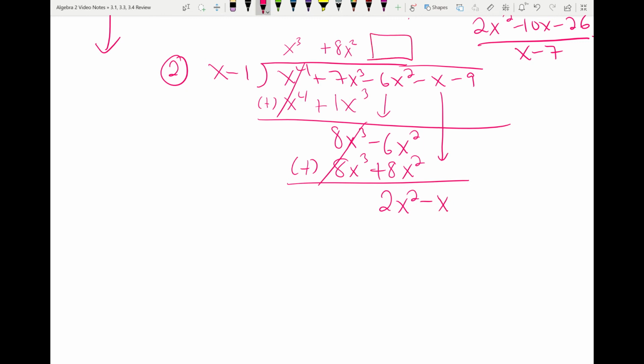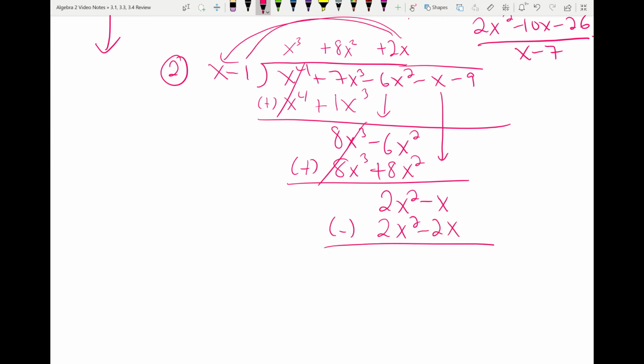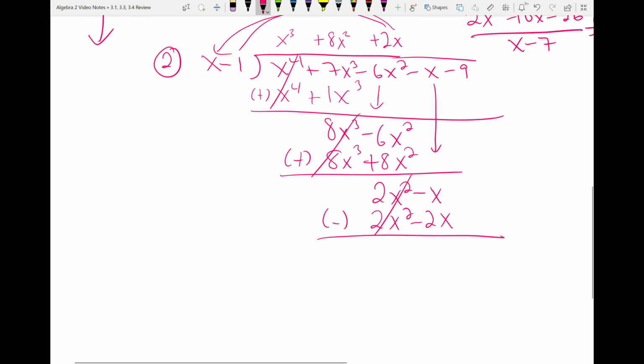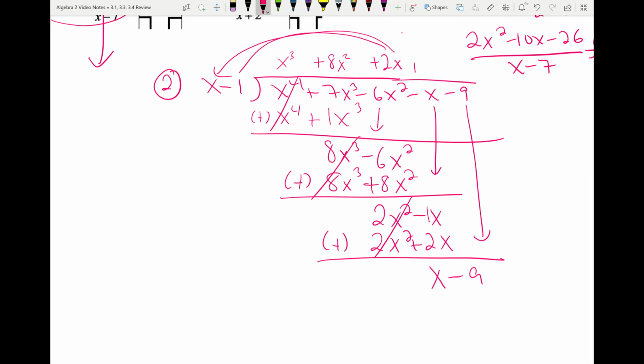Fill in the blank here. So x times what will give you 2x squared? That would be positive 2x. So 2x times x is 2x squared. 2x times negative 1 is negative 2x. Subtract. These first two terms cancel. Double negative becomes a positive. There's an invisible 1 here, so negative 1 plus 2 is 1x. Bring down the negative 9. Fill in the blank again.